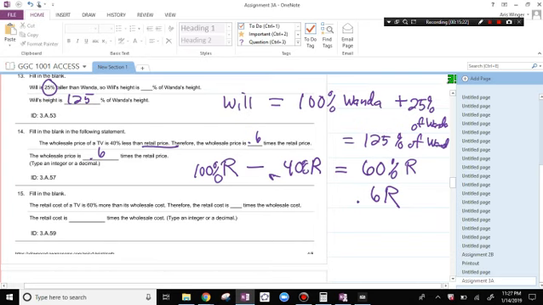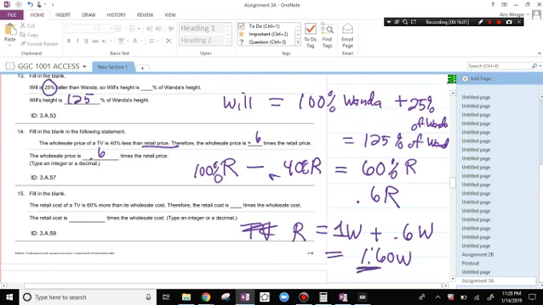The retail cost of a TV is 60% more than its wholesale cost. Therefore, the retail cost is blank times the wholesale cost. So this is the opposite. The retail price of the TV is the wholesale price plus 60% more than that, right? So this is 100% of the wholesale price plus 60% of the wholesale price, which means 160% of the wholesale price. So then you would multiply by 1.6.